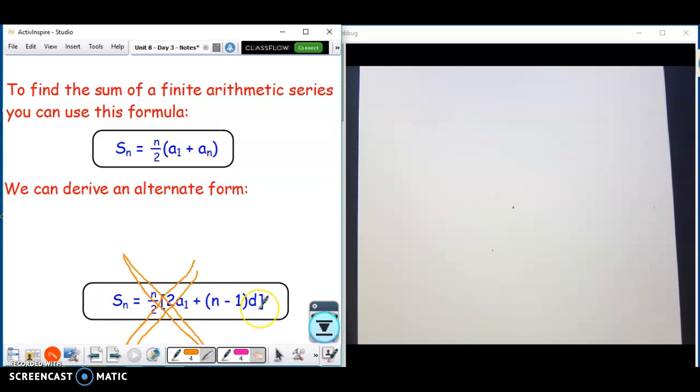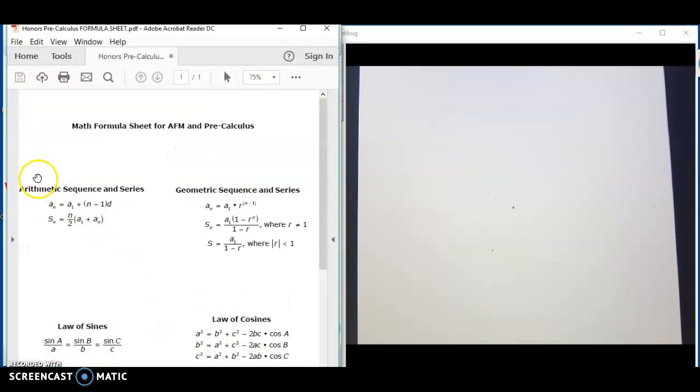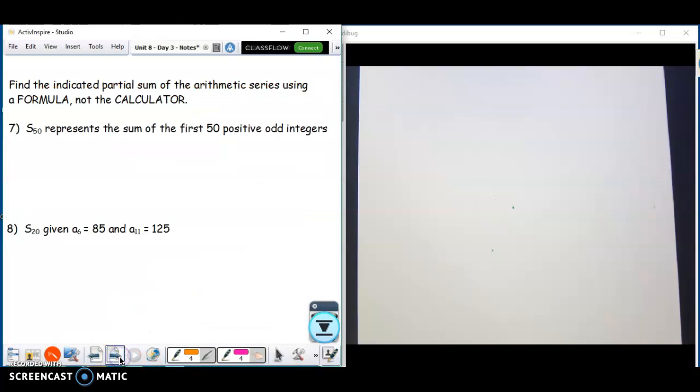This is the time to memorize a different formula. Okay? So we're not going to derive this or anything. We're just going to use that formula. So once again, that formula is under arithmetic because that's what we're working with today. And it says S, which stands for sum. And it's n over 2 times a sub 1 plus a sub n. Okay? So, taking a look at number 7.